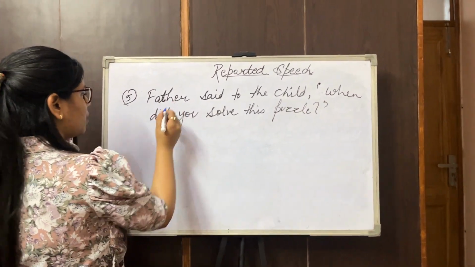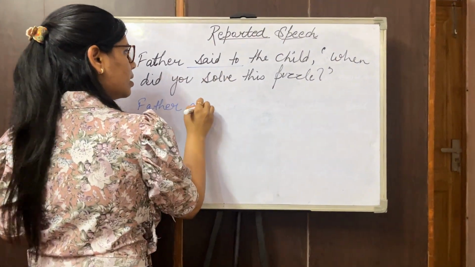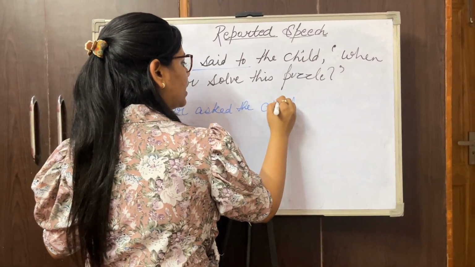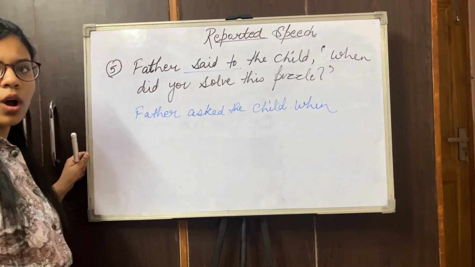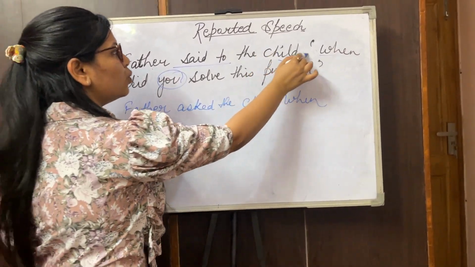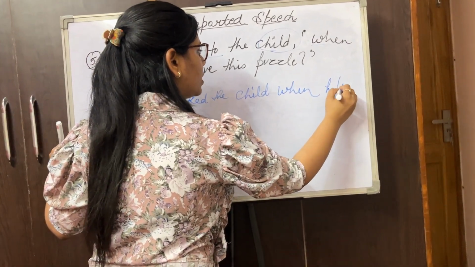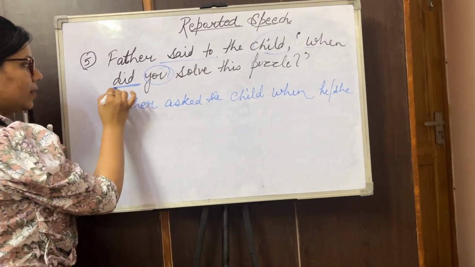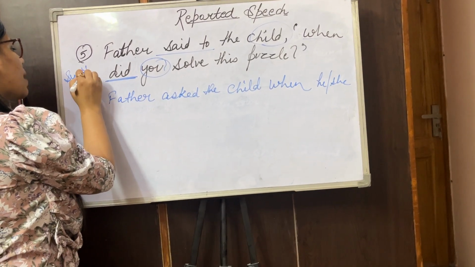So let's start. Father asked the child. Inverted commas remove, will directly move to the WH word when. Now, once again, let's come to the subject you. Who is you? Child. It could be either he or she. When he or she. Now, let's come to the verb. It is did. What is the meaning of did? It means simple past tense.